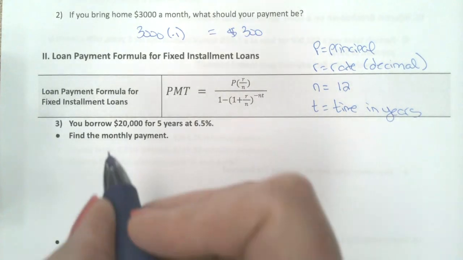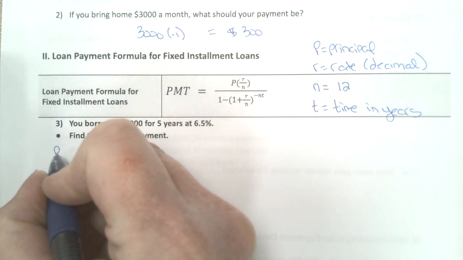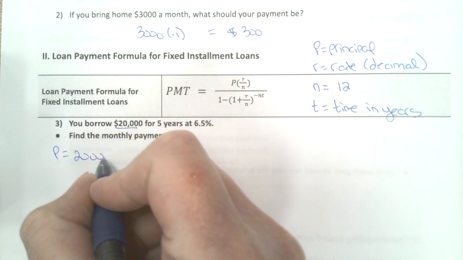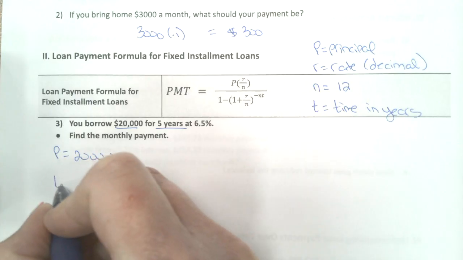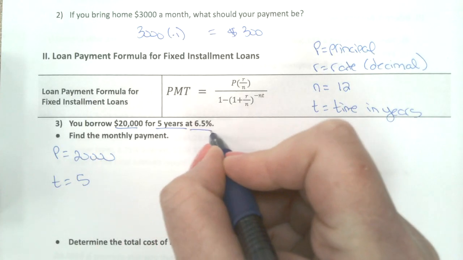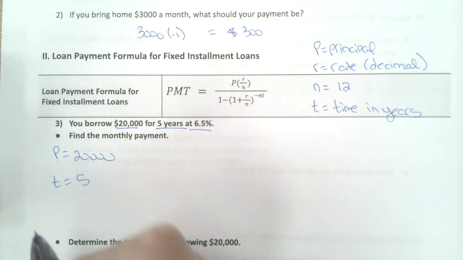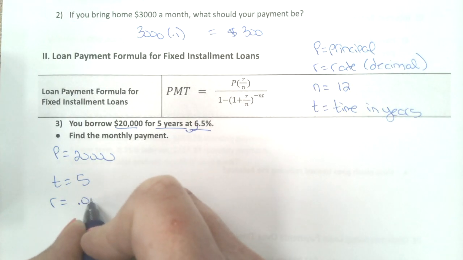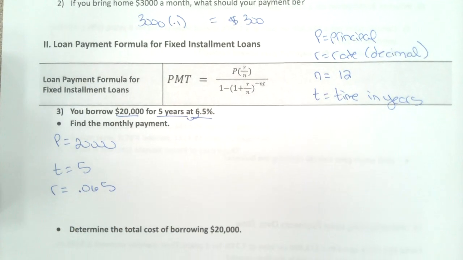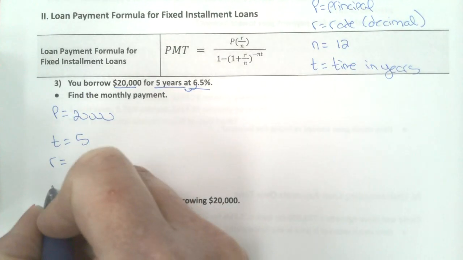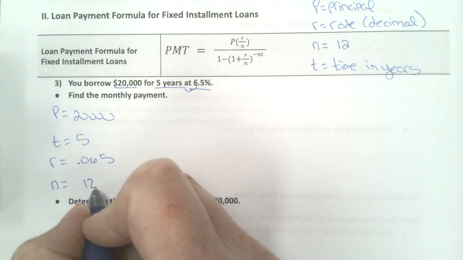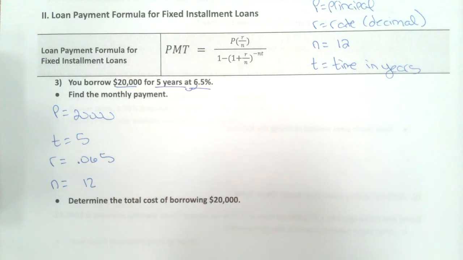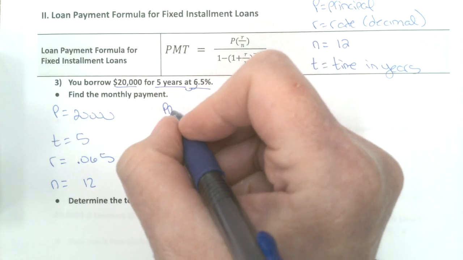So I'm going to borrow $20,000. So that's your principal. For 5 years, that's your T. At a rate of 6.5%. So when I move the decimal 2 to the left, that is 0.065. And N is going to be 12. So I have my payment formula right here.